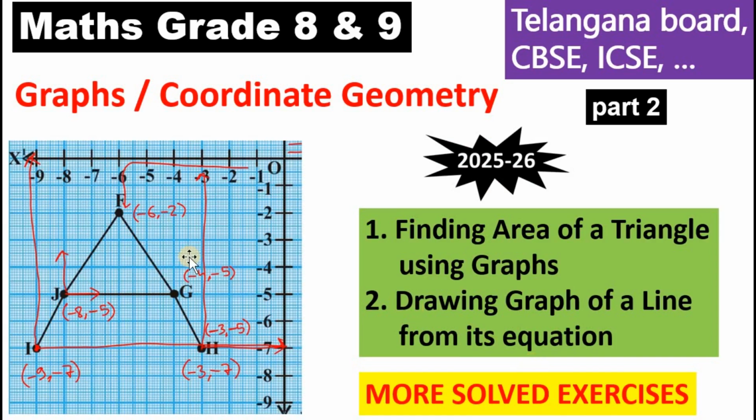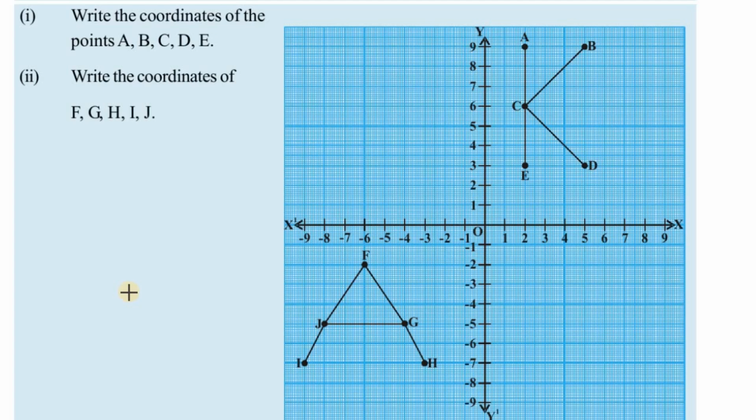Just look at the example over here. Here I have drawn figure A using 5 points. Now we are going to find the coordinates of each point, and later on you see the triangle over here, we are going to find the area of this triangle, and finally I am going to talk about how to draw the graph of a line from its equation. Okay, so let's start. We will work this out.